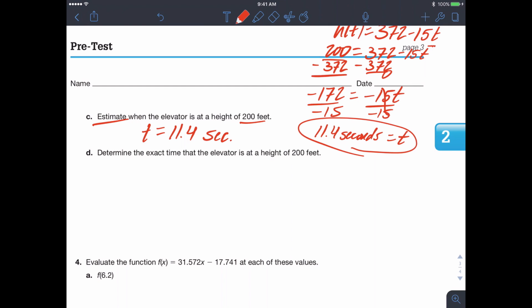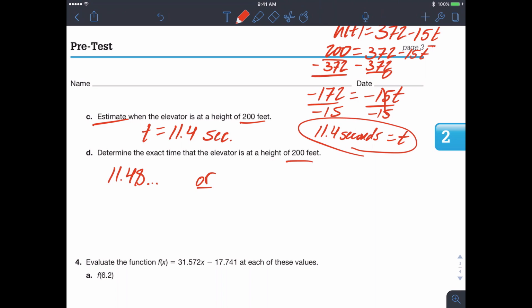Determine the exact time that the elevator will reach there. So we know it's going to be 200 feet. It's going to be a decimal regardless, right? When it hits 200 feet, it'll be 11.468, whatever. It's going to be a decimal. Okay? So either I didn't go far enough, and it's going to be a bigger number, 11.48 something, and it'll end.